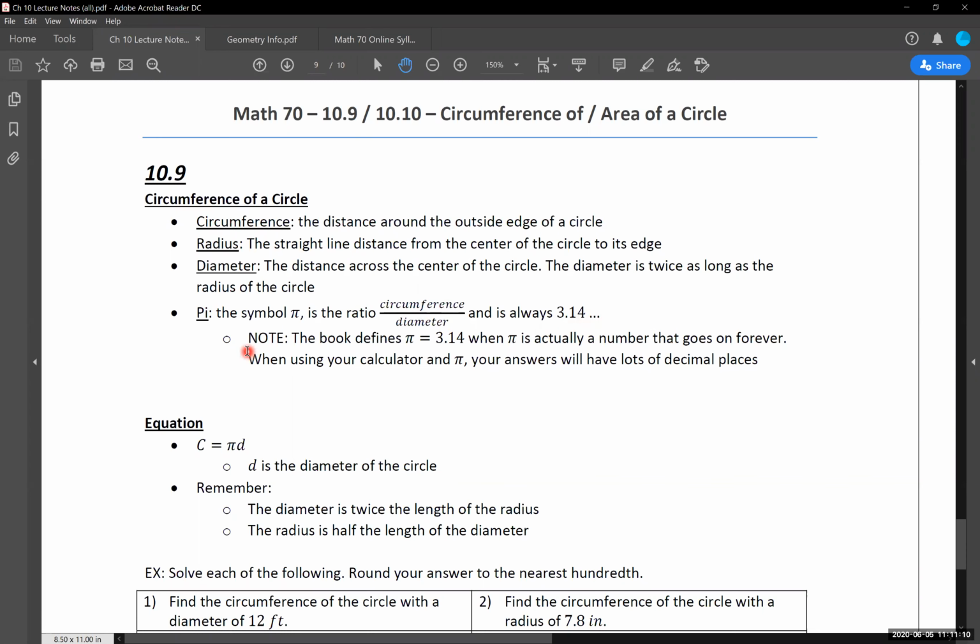Now, the book in a lot of places defines pi to just be 3.14. Again, it turns out that pi is actually a number that goes on forever, which means we are going to get very big, very long, very gross decimals showing up with this. So when you are using your calculator, there's actually a symbol in there that we can use to type in pi. And this also does mean that it's going to have that big, long decimal version of it, which means our answers are going to have lots and lots of decimal places in them.